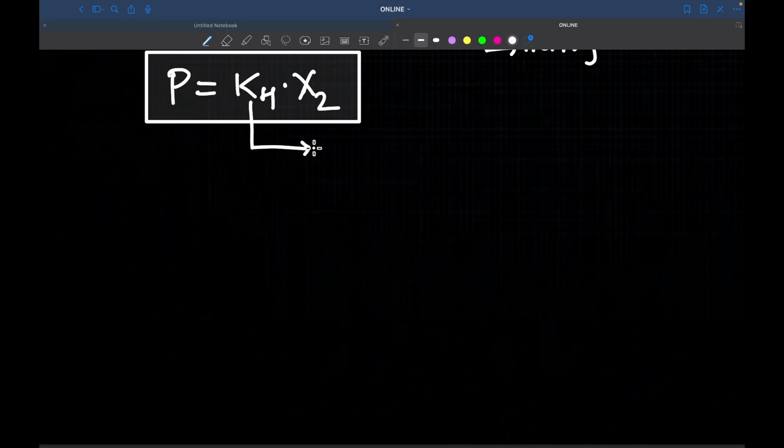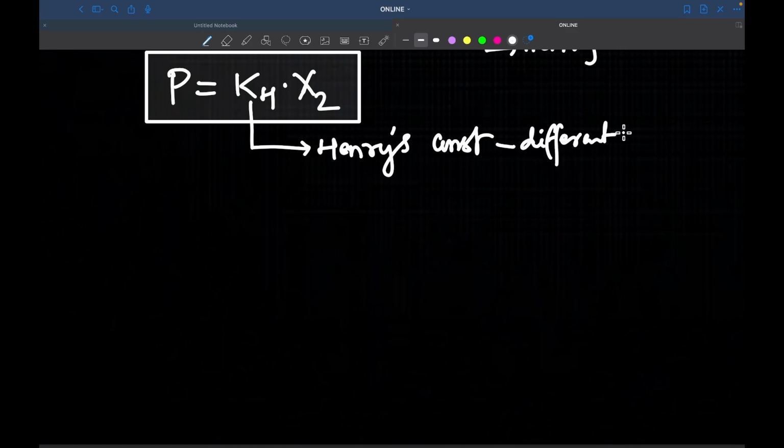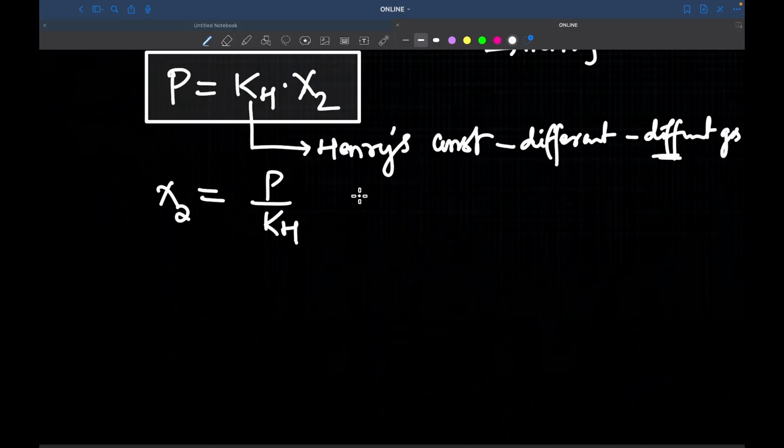Henry's constant जो है, this Henry's constant is different for different gases. Is different, is not common for everything. Different gases के लिए ये different होता है, right? These values are given. And can you establish the relation? X2 लिख सकते हो आप. X2 equal to क्या लिखेंगे? Partial pressure by KH. Can you what is the relation between KH and X?